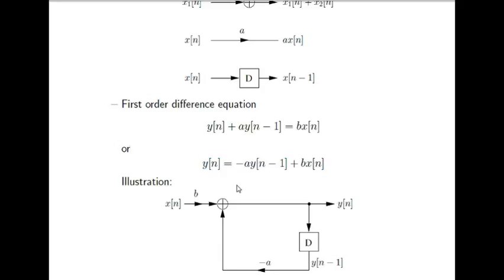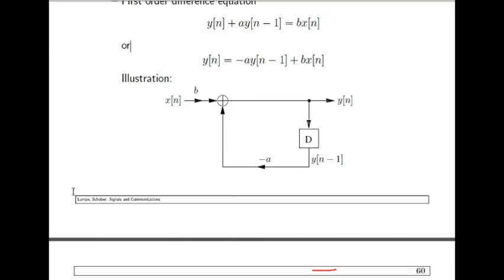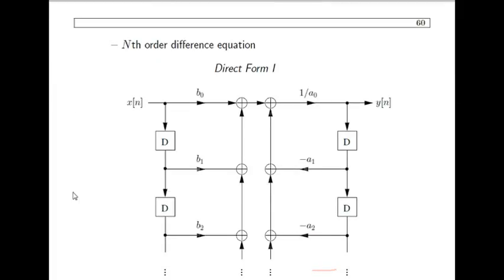So I have x of n, I need to multiply it with b. So I have multiplied it with b here, and then I need to sum it with minus a of y of n minus 1. So I have here output y. I take the output and delay it by one value. Then I multiply it with the scalar minus a, and then I sum it with the b x of n, and then I get the desired output y of n. Okay, so this is the representation of block diagram for a difference equation.